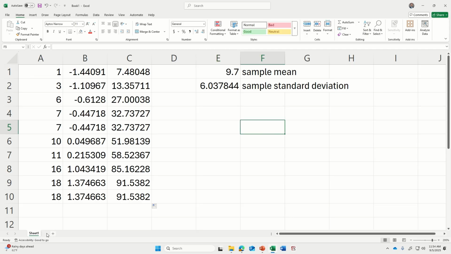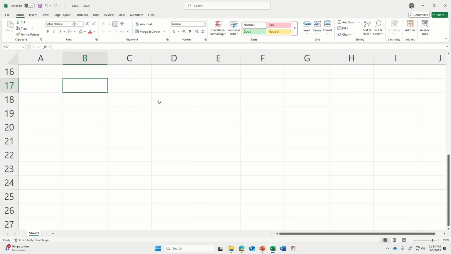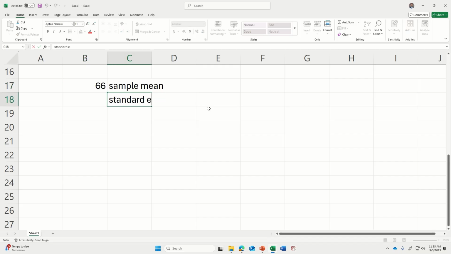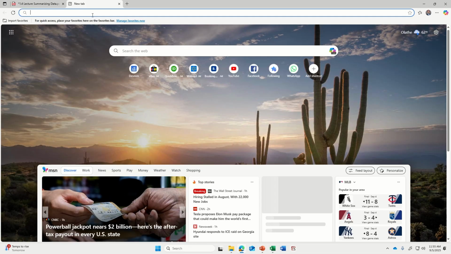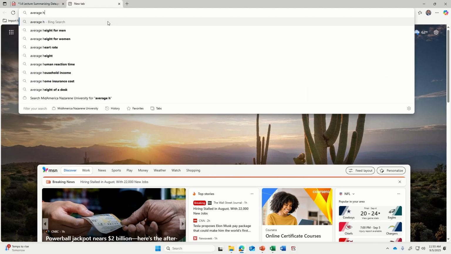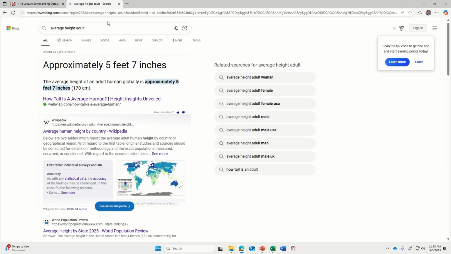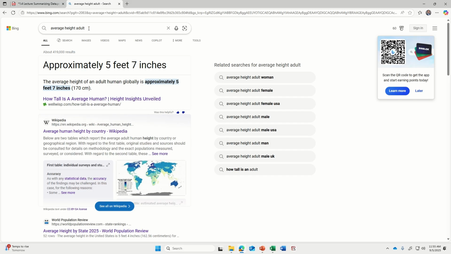What's the average person's height? What do you think? The average person's height is like 5'6". Does that sound reasonable? What's 5'6" in inches? That would be 66 inches. And standard deviation is a little bit harder, right? In fact, maybe we should just look this up on the internet. You know, that's always possible. Average height, adult. 5 feet 7 inches. Okay.